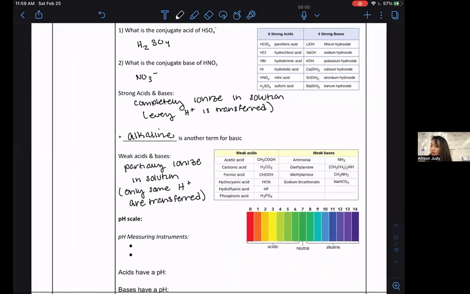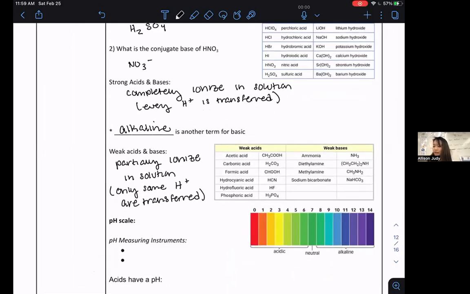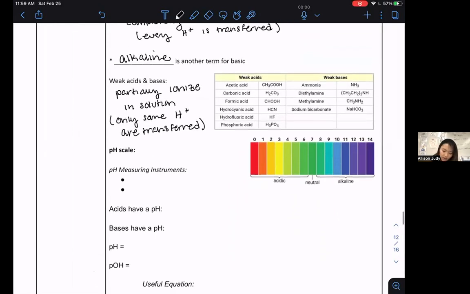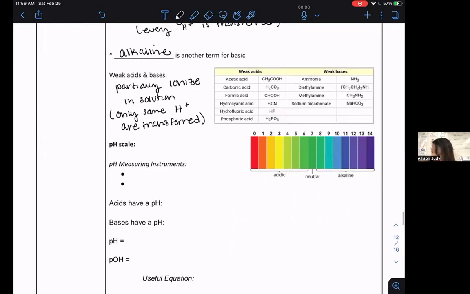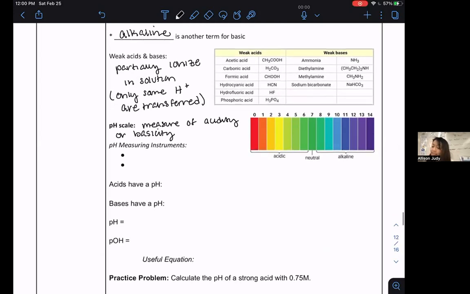So there's another way that we can quantify or indicate whether we're working with a strong acid or strong base, and that is with a pH scale. A pH scale is a measure of acidity or basicity. And it goes from 0 to 14, 0 to 14. And it does pair up with a color.